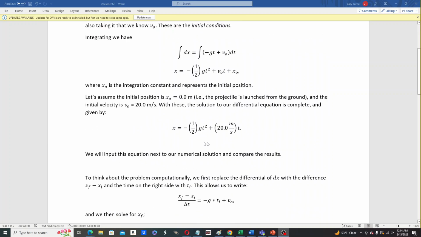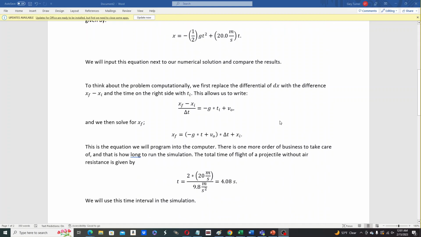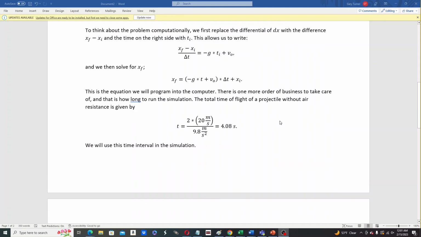This analytic result is what we're going to input into our computer model, and we'll actually compare the results of the Euler method with the analytic solution. So how do we think about this computationally? If I want to do a numerical solution to this, what do I need to do?